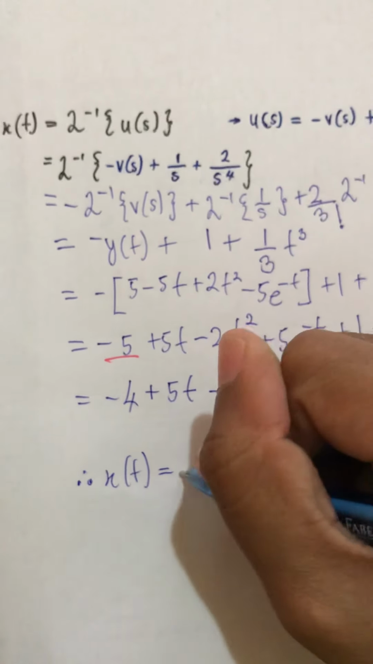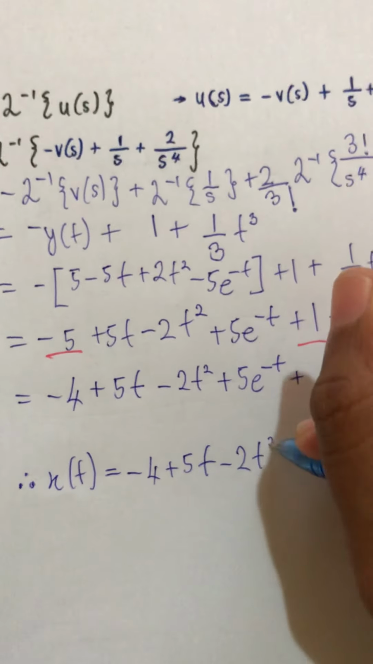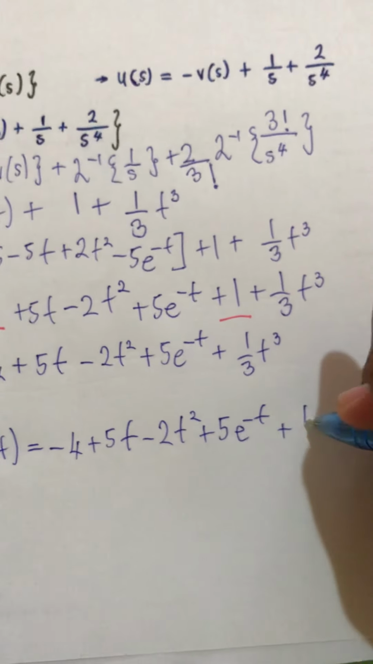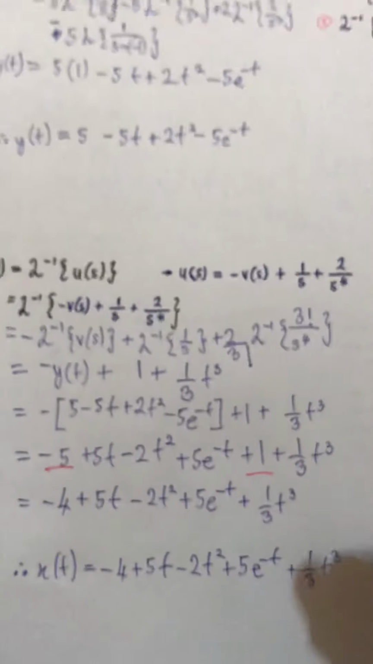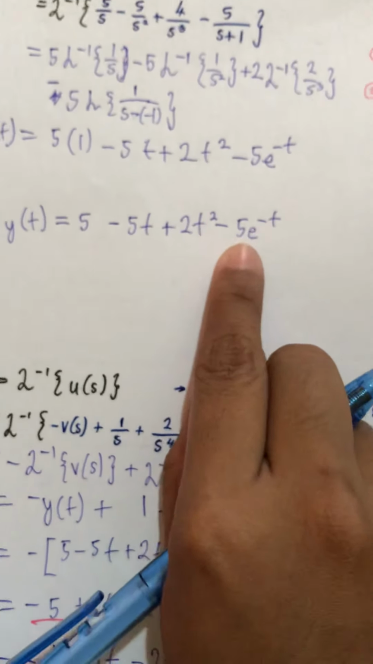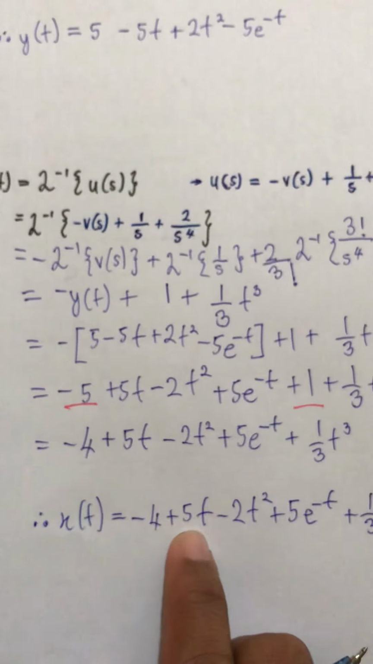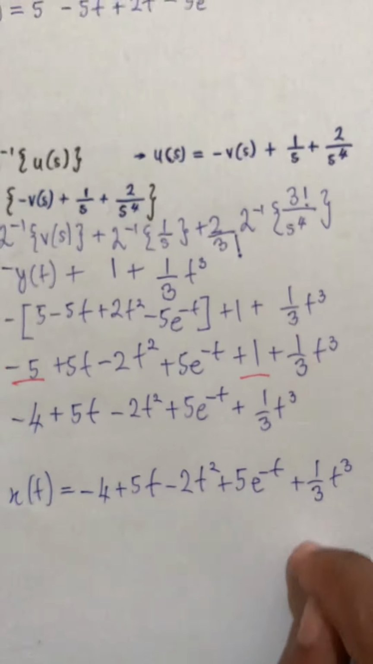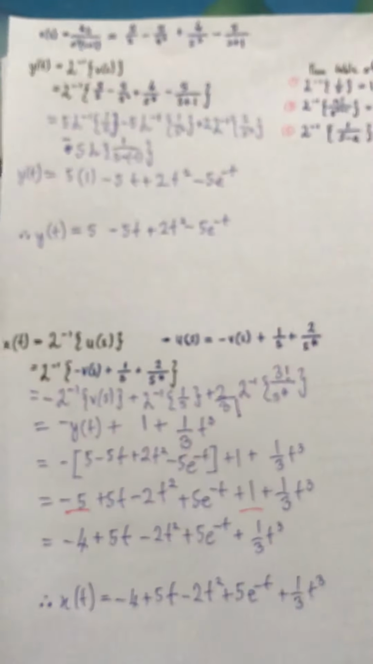So our xt is minus 4 plus 5t minus 2t squared plus 5 exponent of minus t plus 1 over 3 t cubed. So here we get our final solution, where yt is equal to 5 minus 5t plus 2t squared minus 5 exponent of minus t, and xt is equal to minus 4 plus 5t minus 2t squared plus 5 exponent of minus t plus 1 over 3 t power of 3. And then here we get the final solution.